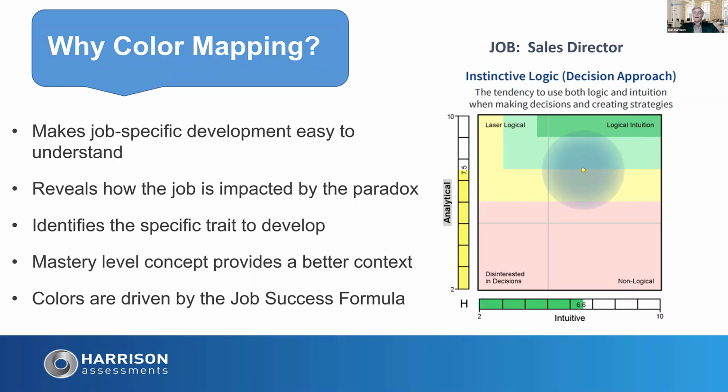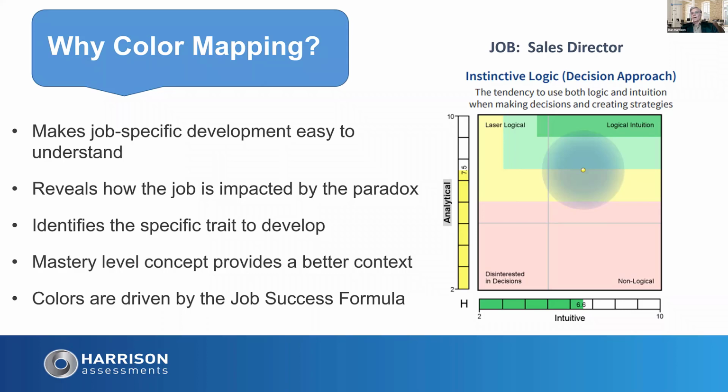The paradoxes' colors, if you see the colors on the screen here, are driven by the job success formula. These colors are actually created by the job success formula. So it's created by selecting the job in relationship to this person's paradox when running this report. And you'll get a different set of colors depending upon the job that you selected. So, for example, in this case, we have a job where analytical is an essential trait and intuitive is not an essential trait.